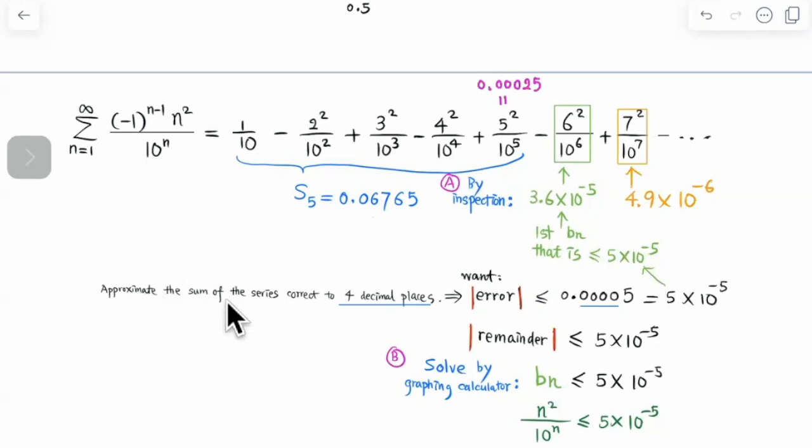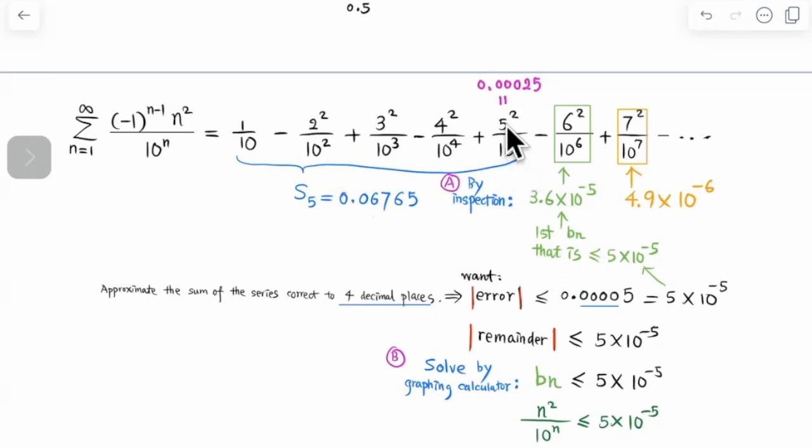Now, we want to approximate the sum of the series correct to 4 decimal places, which means we want the absolute value of the error less than 0.00005, which is 5 times 10 to the negative 5th power. For the reasons above, we know that if the absolute value of the error is less than this number, it's not going to change the digit in the 4th decimal place. Now, one way to do that is by inspection. You list out the first couple terms of this series, and you go down the list and find the first one that is less than this number.